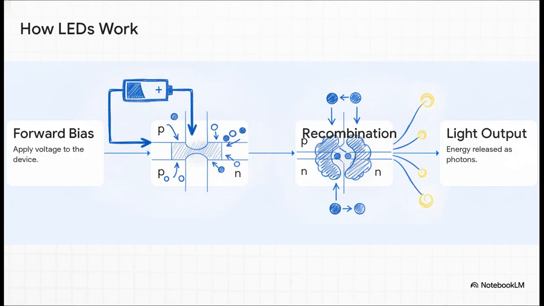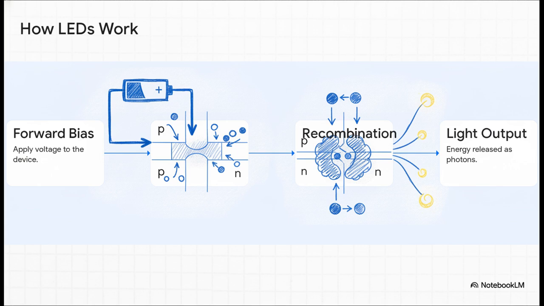Step 1, we apply a forward bias voltage, positive terminal to the P-type, negative to the N-type. This forces the depletion region right in the middle to narrow. Step 2, the electrons from the N-type and the holes from the P-type are driven straight toward that central junction. Step 3, they literally crash into each other. The electrons combine with the holes.